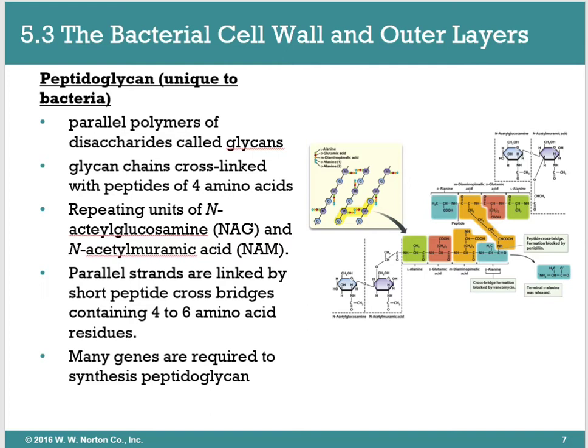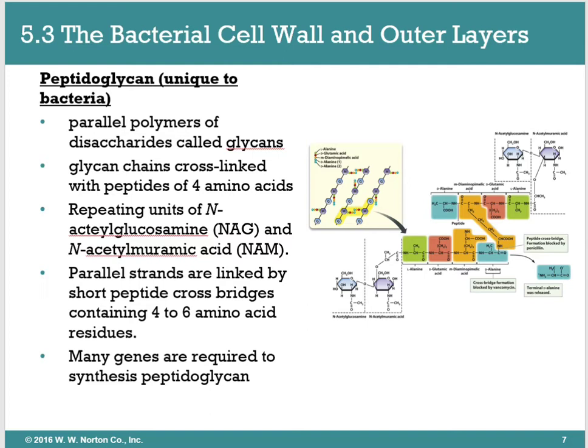So what it does is it creates these parallel polymers of sugars, essentially called glycans. And these glycans form chains with proteins, so with peptides, excuse me. And then there are these repeating units of NAG and NAM. And with that, the strands are linked with peptide bridges. And then that is what actually forms the bacterial cell wall. So it's just this big link of sugars and amino acids, essentially.